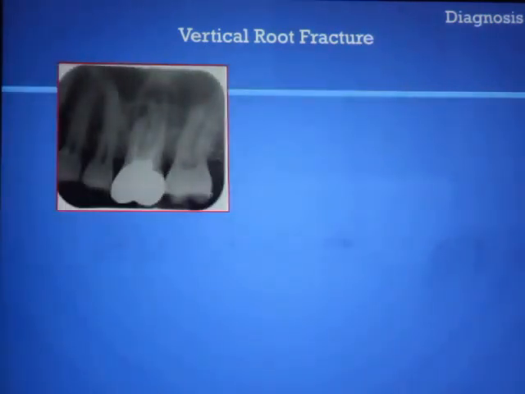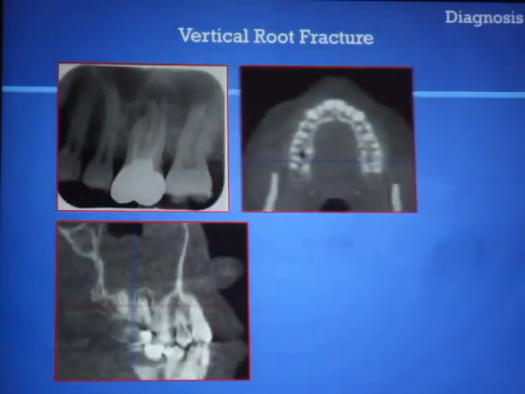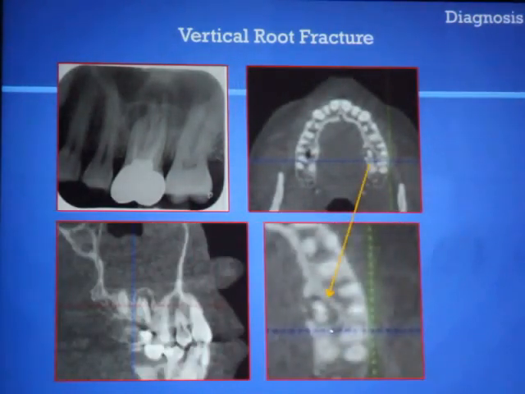See one more example here. It's upper first molar, and that's the palatal root with the extensive bone loss. And if you see axial view here, again the palatal bone is lost, and there's extensive bone loss all around the circumference of the palatal root.